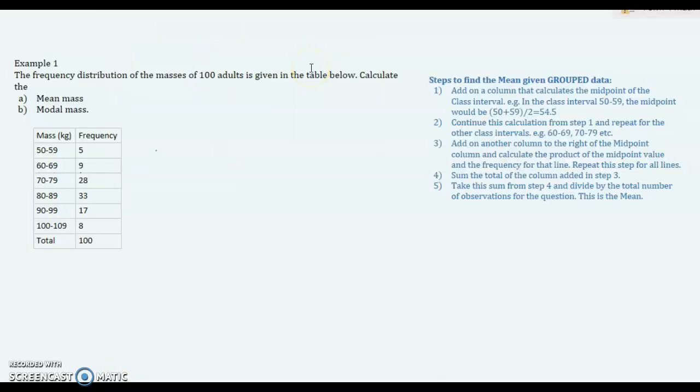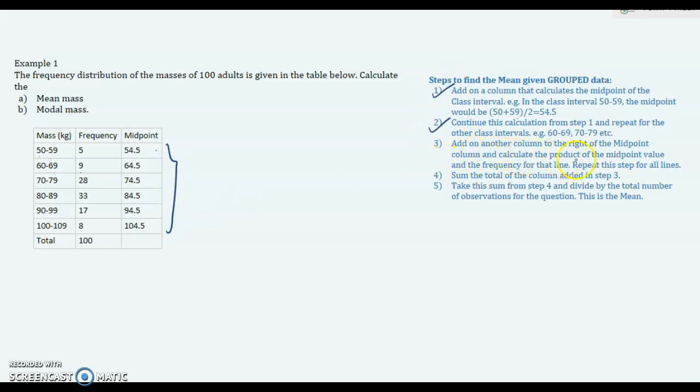Now it says here that my first step is to add a column that calculates the midpoint of the class interval. Now this is the class interval, 50 to 59. So I'm going to add a column to the right here, and I'm going to calculate the midpoint. So it's going to be 50 plus 59 divided by 2 will be 54.5. That'll be the value here. And I'll repeat this process for all of these. Now once I've done that, I will get this column here. So that completes this step and this step.